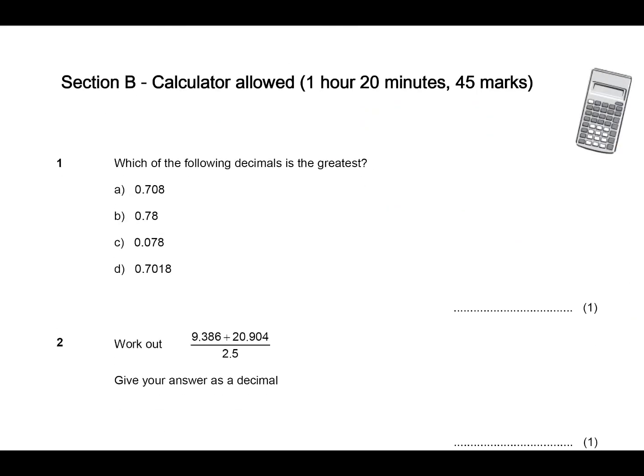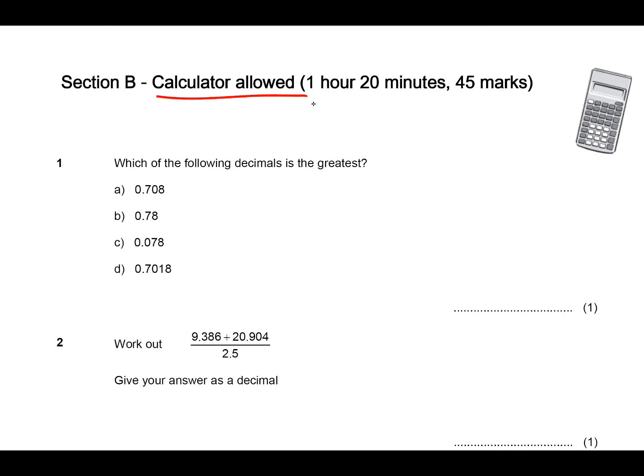Okay, that's the end of section A. So now we're moving on to section B, where we are allowed to use our calculator. Don't forget though, everything you type into your calculator, you need to write down so the examiner can see what you're inputting into the calculator. Don't just write answers down.